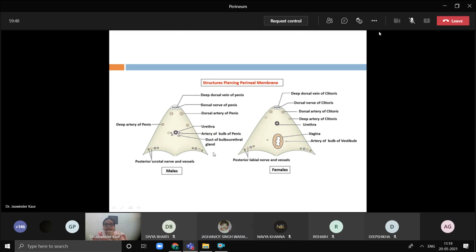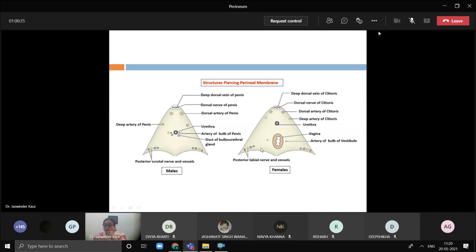On the sides of the urethra, there is the artery of bulb of penis and the duct of bulbourethral gland, because the bulbourethral glands are present within the urogenital diaphragm. So they pierce the perineal membrane. In case of female, it is the artery of the bulb of the vestibule, then the dorsal artery of the clitoris, deep artery of the clitoris, right? So here is the dorsal artery of the penis and the deep artery of the penis.